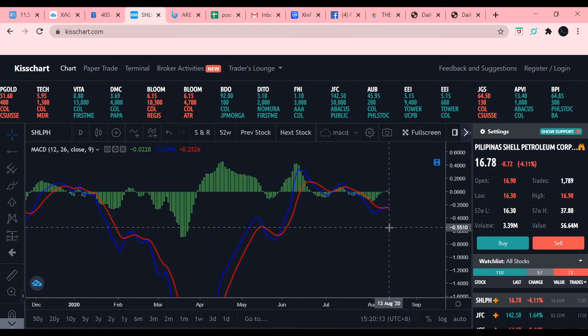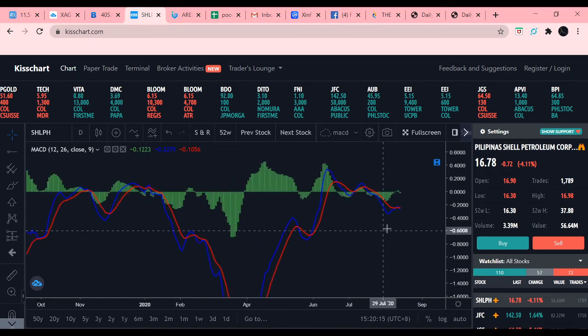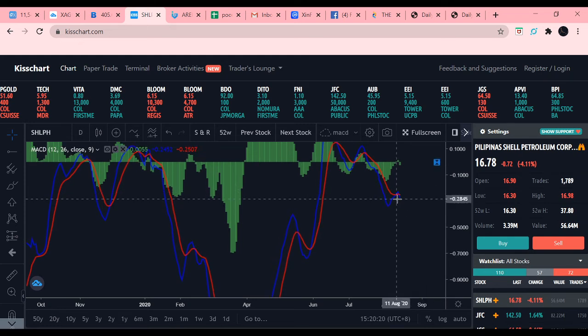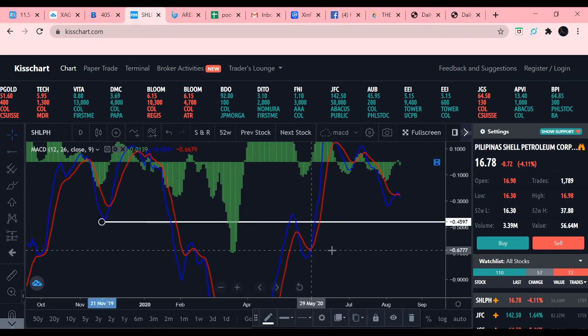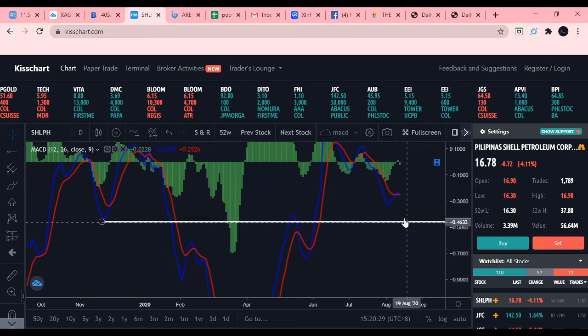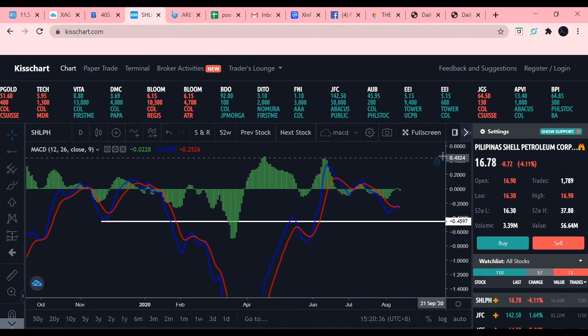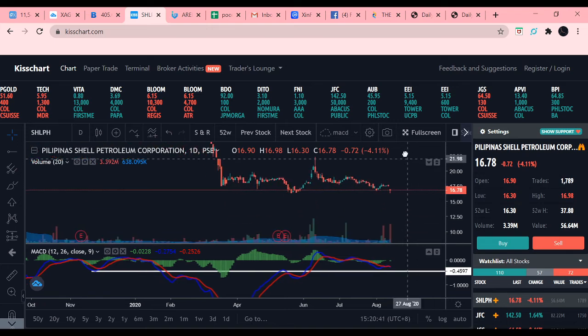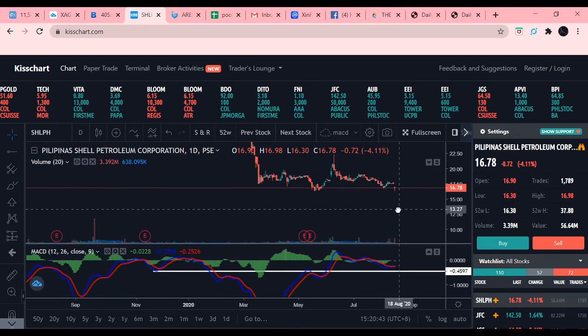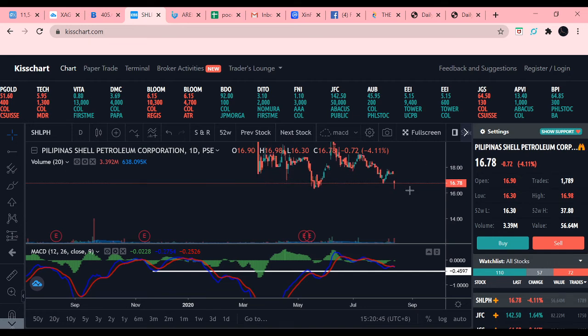Actually, nag-cross siya pababa. Tingnan nyo, nag-cross na nga siya dito umakyat, and then, nag-cross ulit siya pababa. So, that's actually a possible na pababa ulit. So, tingnan natin kung mag-hold dito sa support area na to. Or, I think dito muna siya pala. Dyan. So, tingnan natin kung mag-hold dyan. So, on that note, medyo bearish ako. And aside from that is, merong gap down.